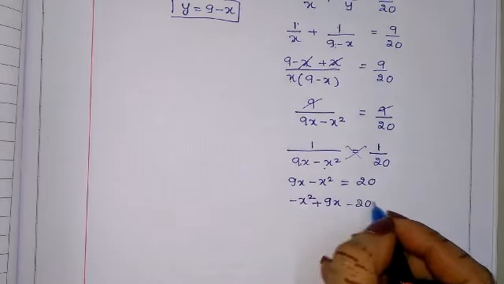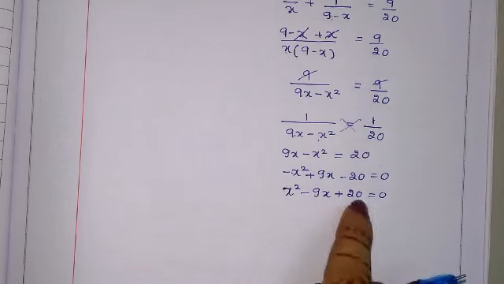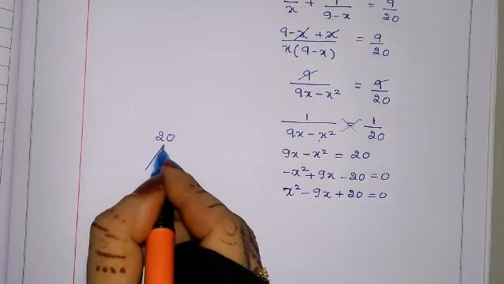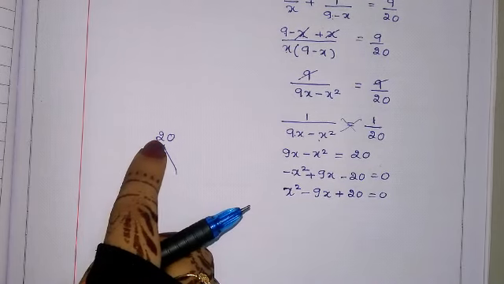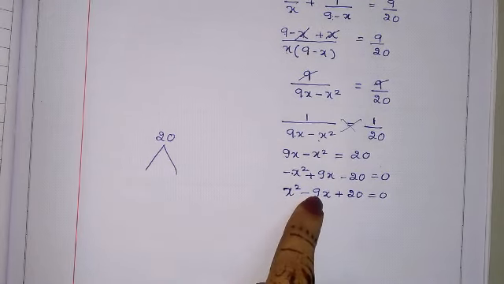We can factorize here. So we know how to factorize. First and last number we have to multiply: 1 into 20, 20. Okay. We should find two factors such that when we multiply we get 20, and when we add or subtract we get 9.